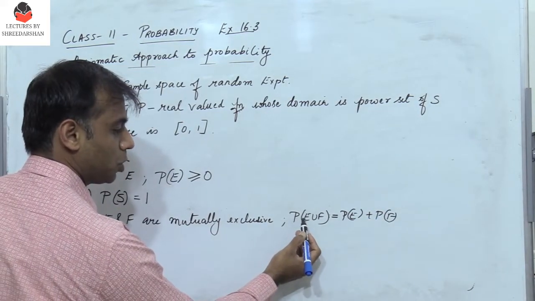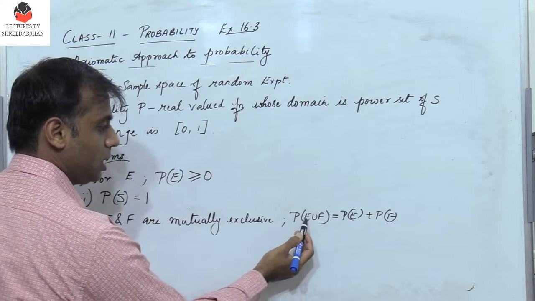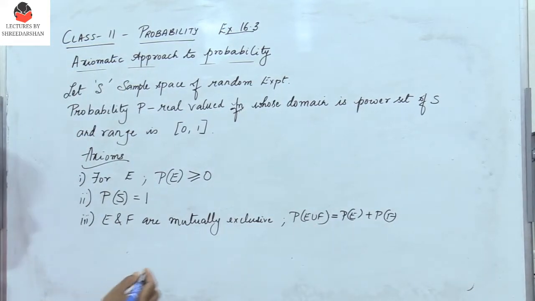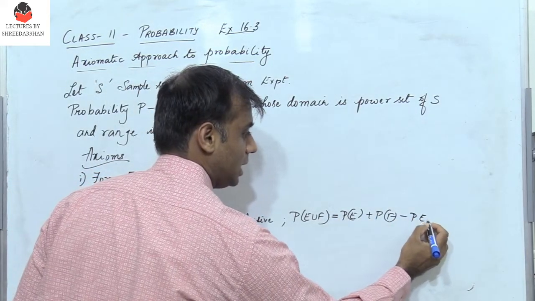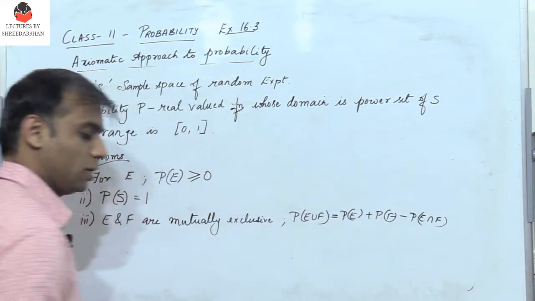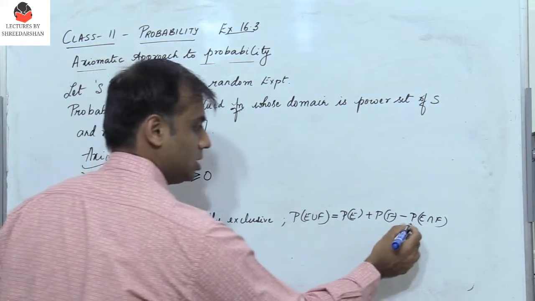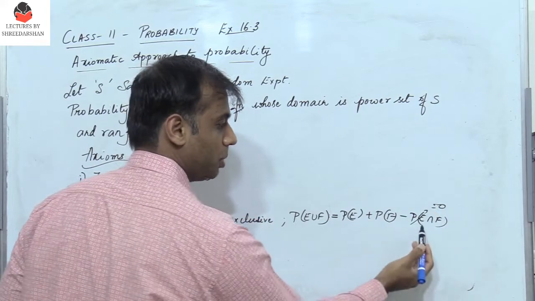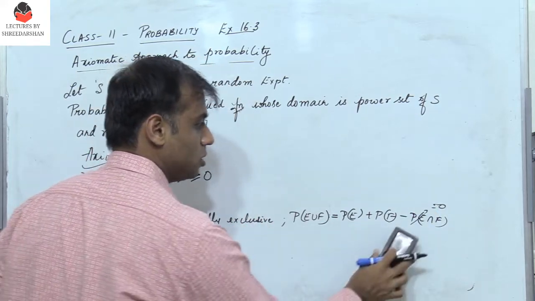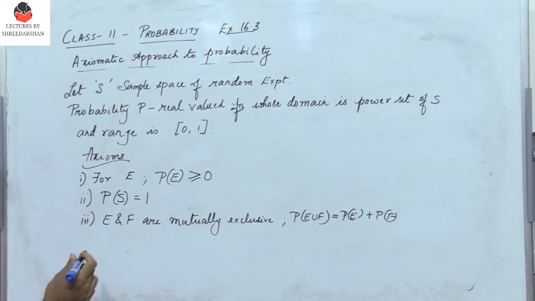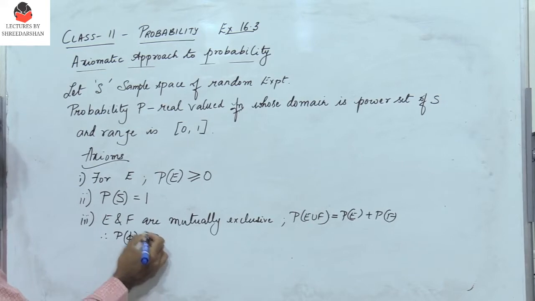So here we know that probability of E or F, or P of E union F, equals P of E plus P of F minus P of E intersection F. This is a formula which you already know, but when the two events are mutually exclusive, probability of E intersection F is equal to 0. So therefore we get this expression P of E plus P of F, and also probability of a null set is equal to 0.